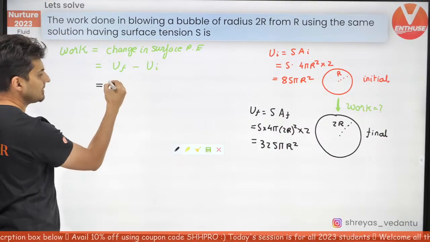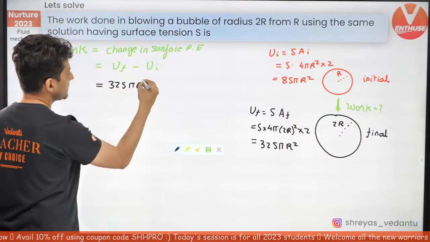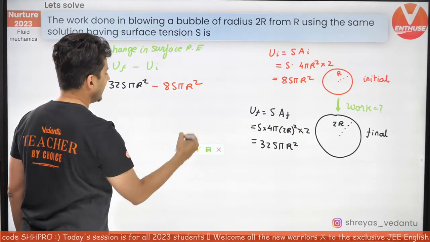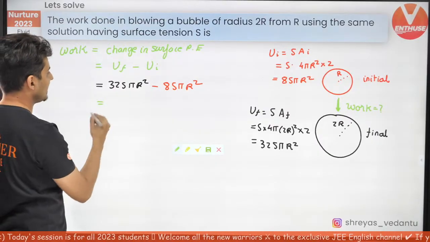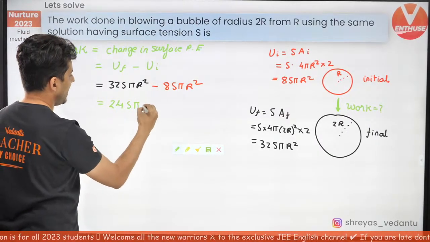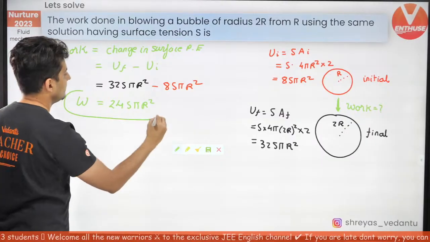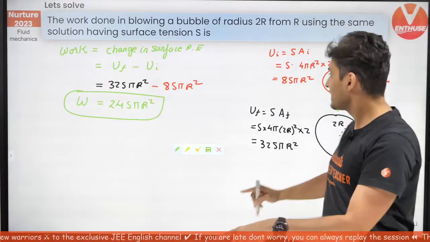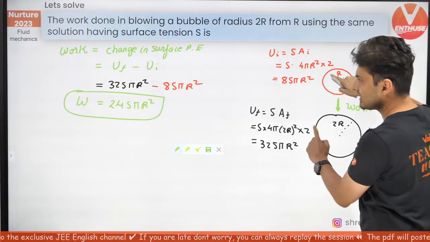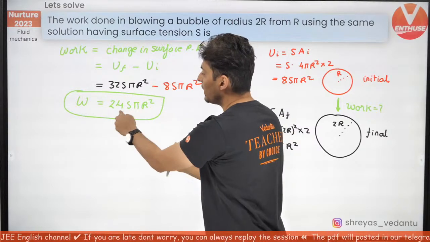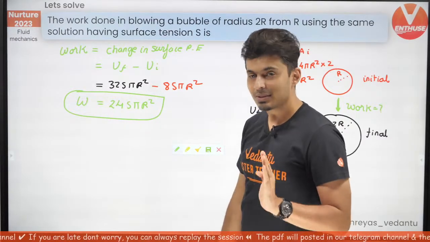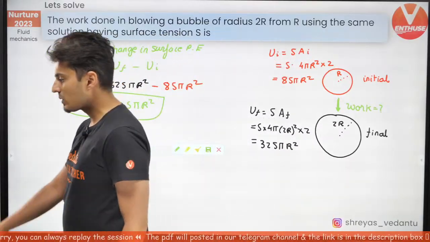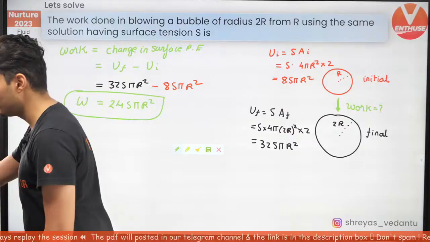So final is 32 S pi r square and initial will be 8 S pi r square. So hence the final answer: 32 minus 8, that's 24. So 24 S pi r square. That's the work done. That's the answer. Many people miss that 2 because they forget to multiply it by 2 on both sides, so the answer comes out to be 12 S pi r square, which is wrong. So the correct answer is 24 S pi r square and not 12 S pi r square. That's the catch many students may miss out.